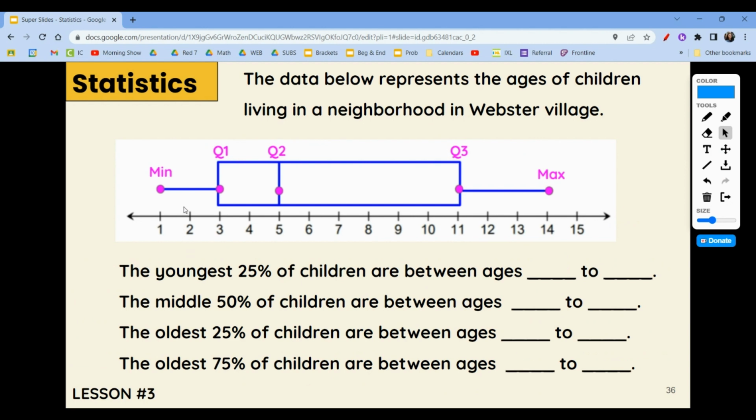Okay, please write 25% on each quartile of the box and whisker plot. The first question says, the youngest 25% of children are between ages blank to blank. Okay, here's the youngest 25% of children. They're between ages 1 to 3. So we were going to write down 1 to 3.